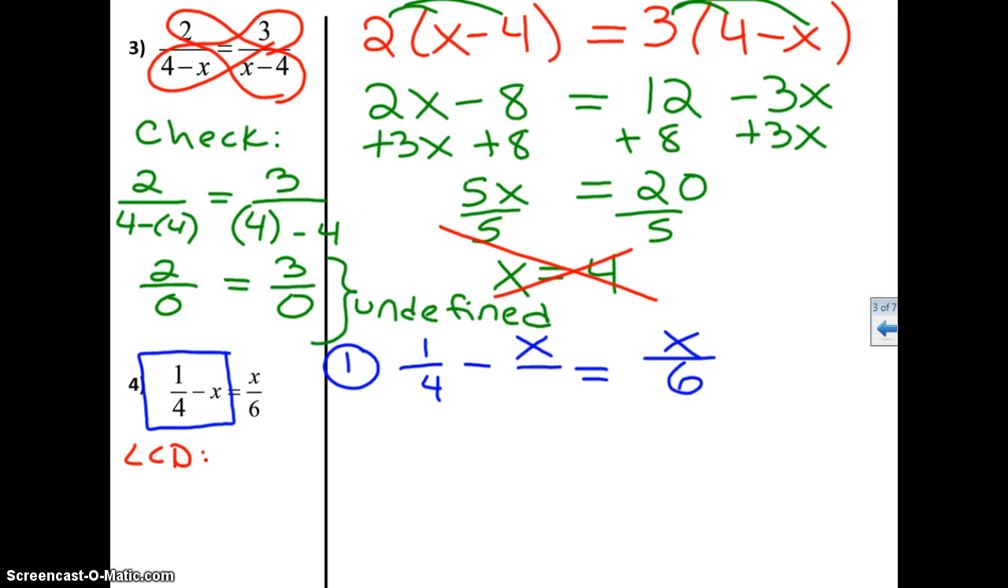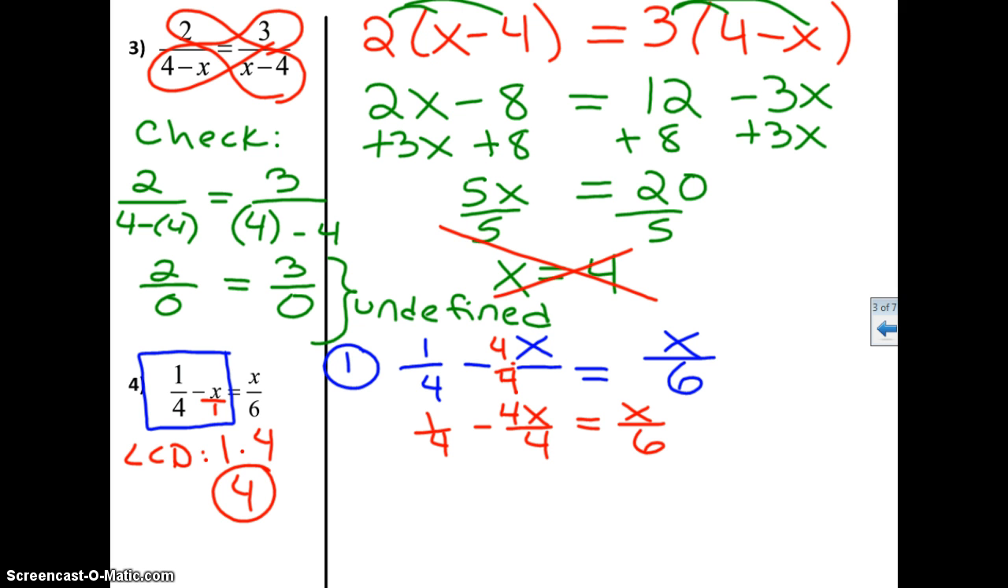Right now, the denominator for x is just 1. So in order for me to have a common denominator, I'm going to want to have 1, and I'll want to have 4. That means my least common denominator is just going to be 4. Okay? So right now, 4 is already the denominator for 1/4. So that means I need to multiply this fraction by 4 over 4. That's going to give me 1 over 4 minus 4x over 4 is equal to x divided by 6.